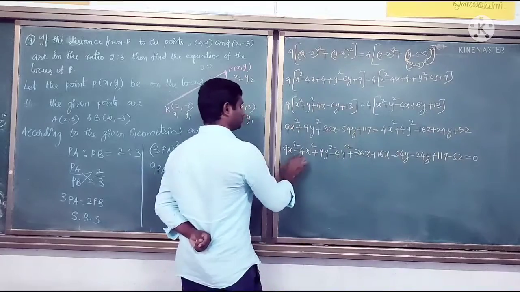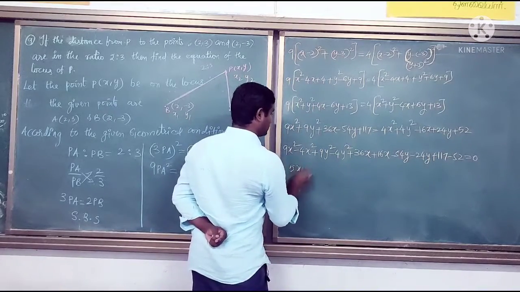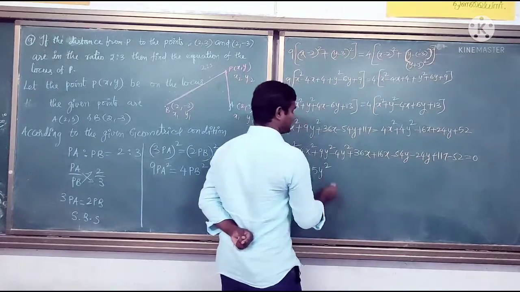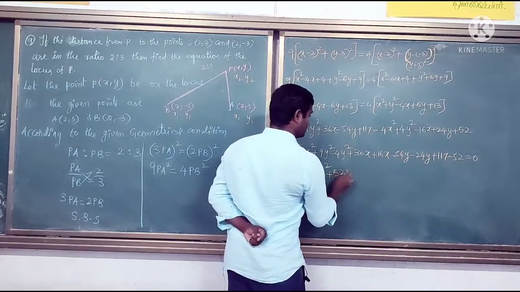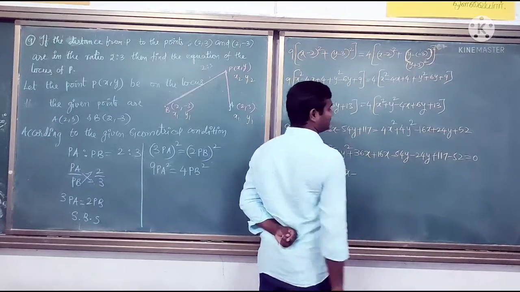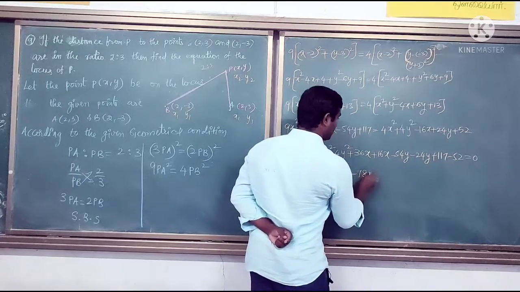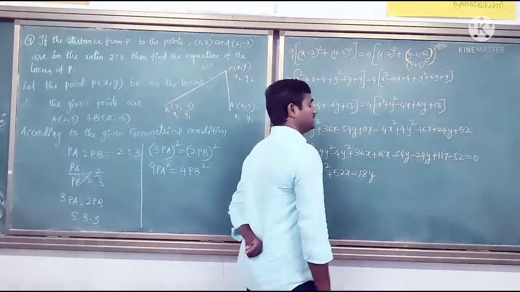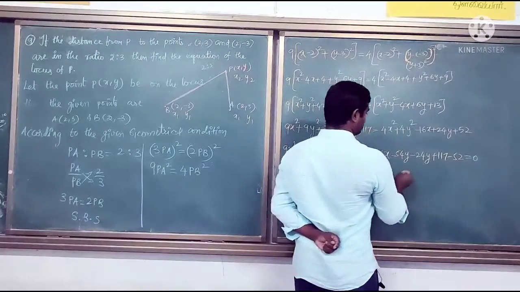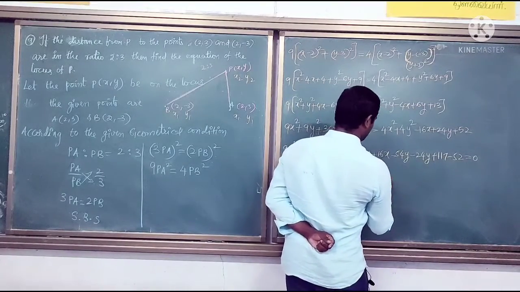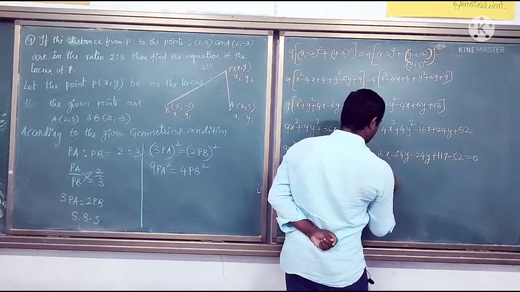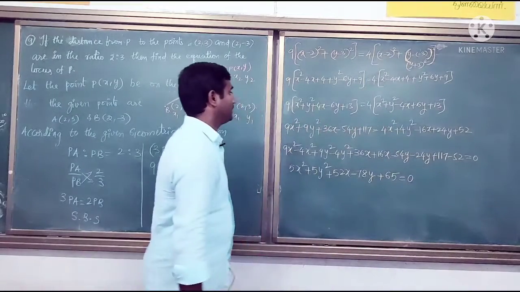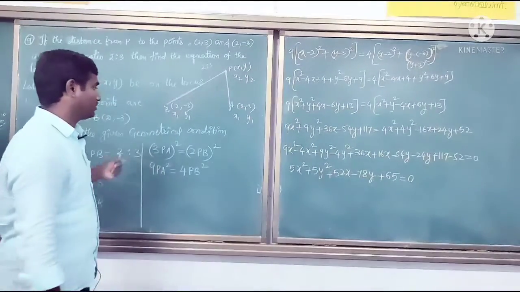Now 9x square minus 4x square, 5x square plus 5y square, so 36 plus 16, 52x, minus 54 plus 24, minus 78y, and 117 minus 52, that is 65. Equal to 0. So this is the required equation of the locus.